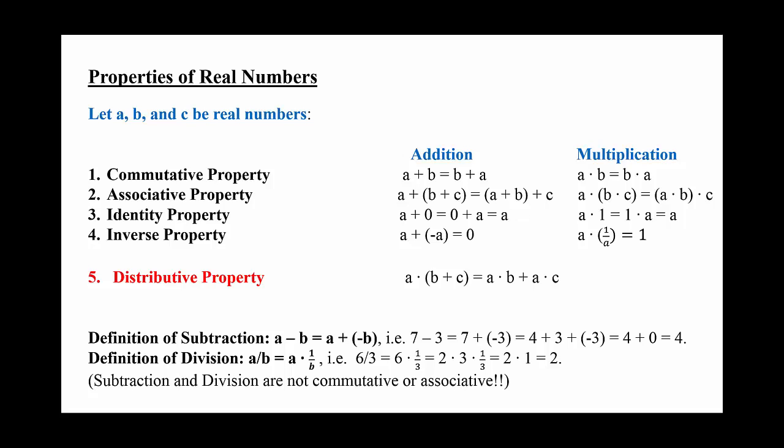So we can do A times B, and that's exactly equivalent to B times A. The second property is the associative property. Now we have three real numbers, and the associative property says it doesn't matter which two numbers we add or multiply first. So we have that A plus (B plus C) is equal to (A plus B) plus C.